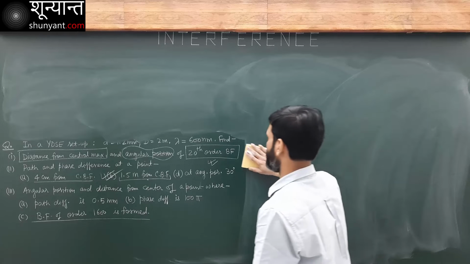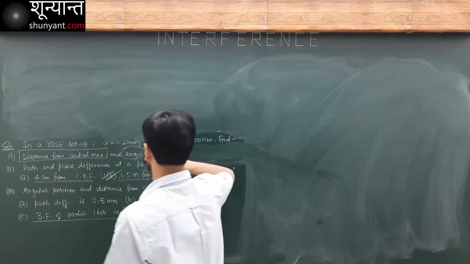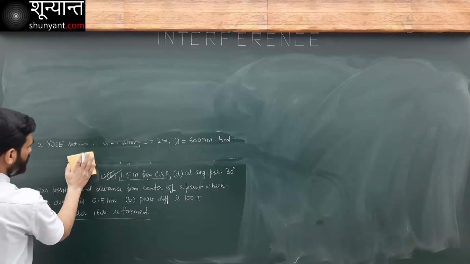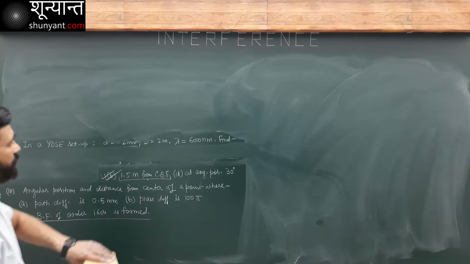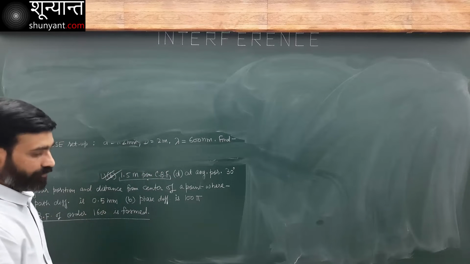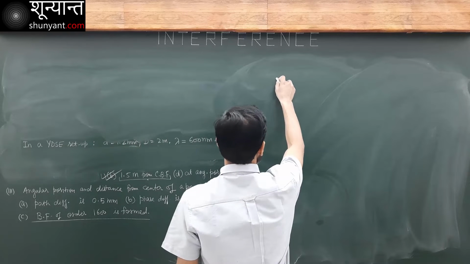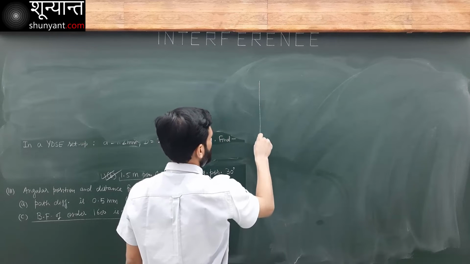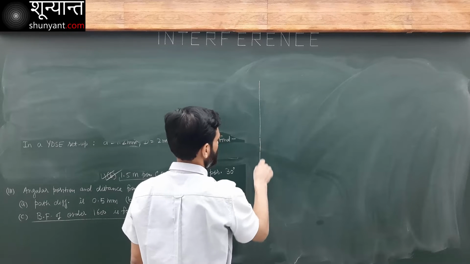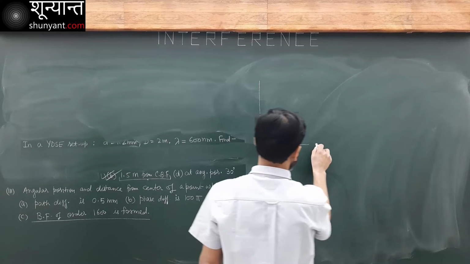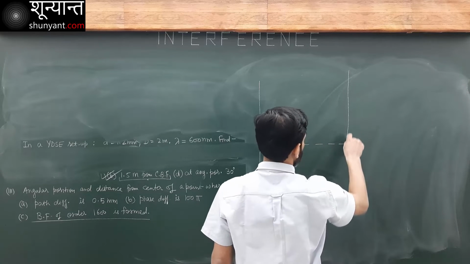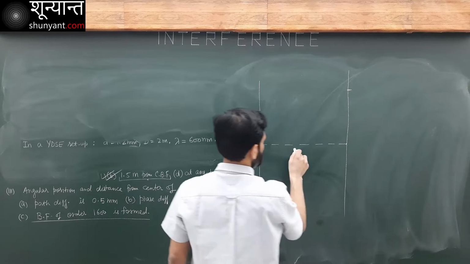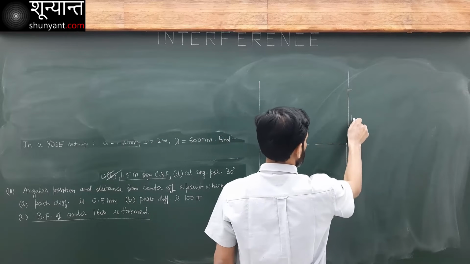Let's see. Where is the point? 1.5 meter from central bright fringe. It clearly is not a small distance. It is not going to be a small distance. It is comparable with this 2 meter distance here. Now this is 1.5 meter, this is 2 meter.